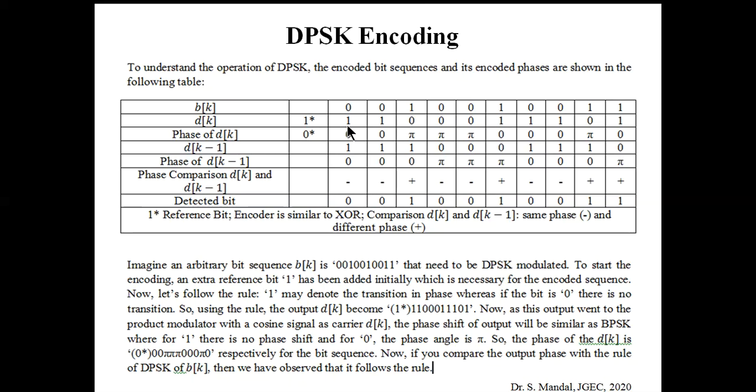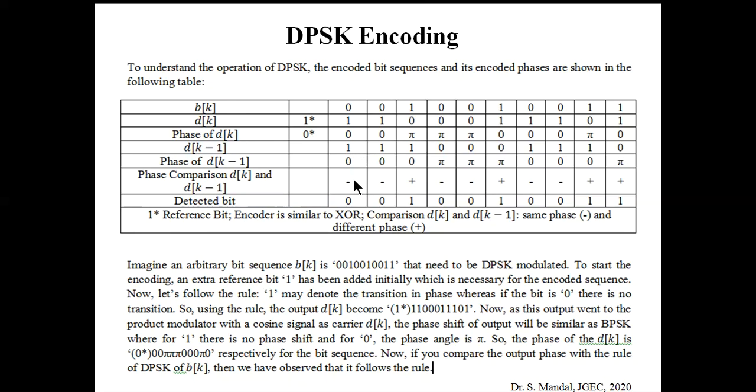So the total bit sequence is shifted by one position: 1 1 1 0 0 0 1 1 1 0. Now again, the phase of the corresponding DK minus 1 as per the BPSK rule, that means this bit sequence shifted rightwards, gives 0 0 0 pi pi pi 0 0 0 pi. Okay, so this one is the phase of DK minus 1 and this one is the phase of DK. Clear?